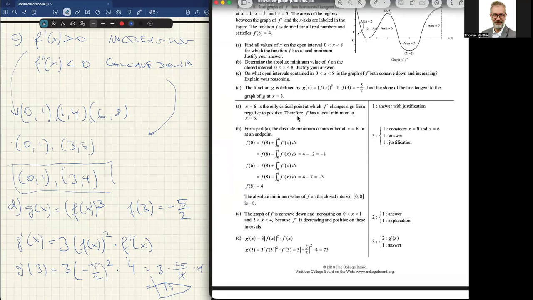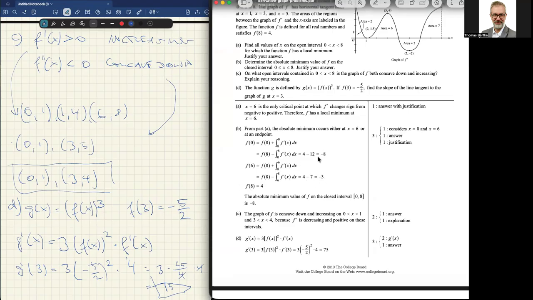x equals 6 is the only critical point at which f prime of x changes sign from negative to positive. Therefore, f has a local minimum at x equals 6. From part A, the absolute minimum occurs either at x equals 6 or at an endpoint. We have the formula of the integral here. That's important. And we put the numbers together like this and find that f of 8 is equal to 4. Oh, no, that's the given part.